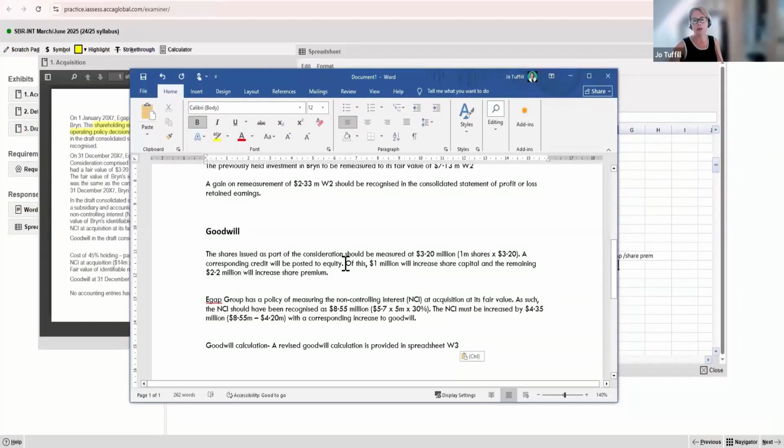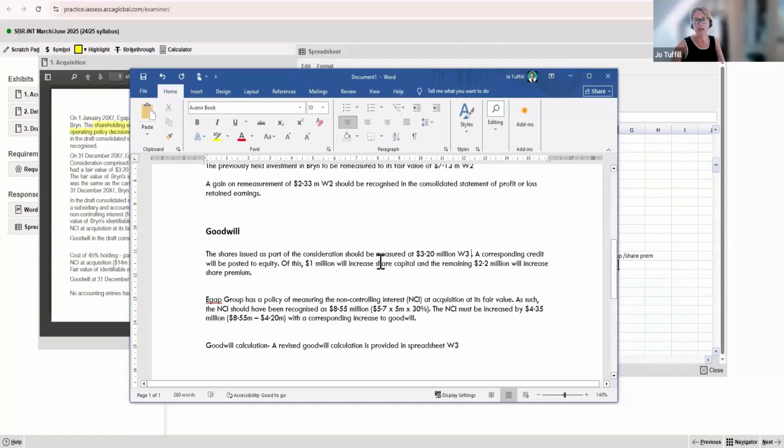So the shares issued as part of consideration should be measured at 3.2, so showing us how it's calculated. So because I did the calculation in the spreadsheet, I don't need to show that. I'm just going to reference working 3. A corresponding credit will be posted to equity. 1 million goes to share capital and 2 remaining goes to share premium.